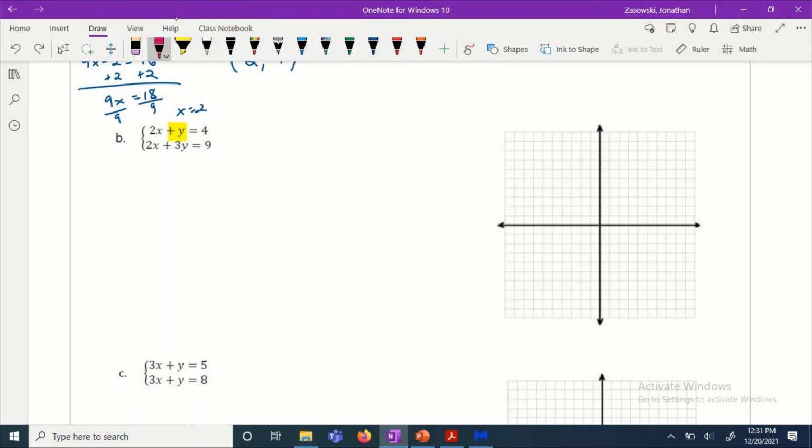So if we take the first equation, we want to get y by itself. So we have 2x plus y equals 4. We can easily do that by subtracting 2x from both sides and getting y equals -2x plus 4. Okay. So now, remember, now that we know what y is, in the second equation, wherever we see a y, we're going to replace it with negative 2x plus 4.